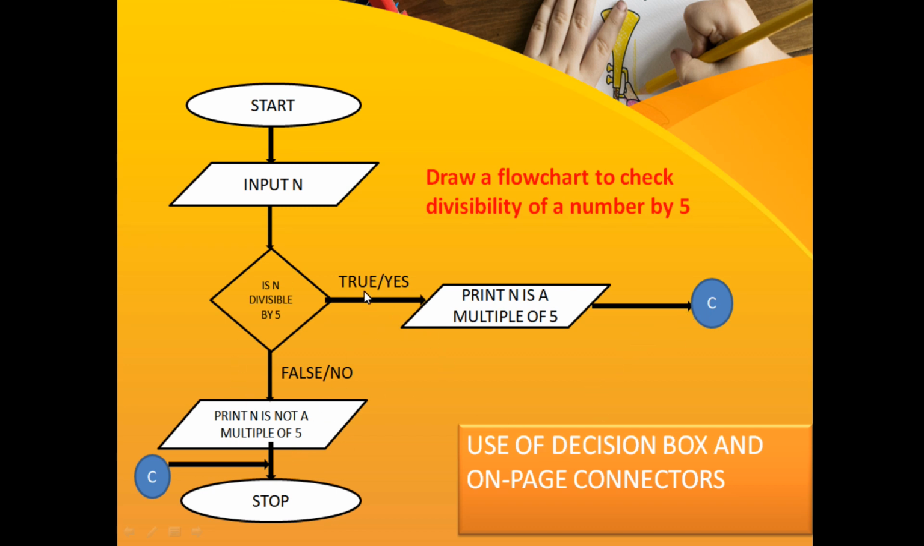If the condition is true, then you don't have to print that n is not a multiple of 5. After performing this job, you have to come to the stop. So this connector takes you directly to the stop. All right. Whereas if the condition is false, then you are following this route only. You don't have to go this side. You don't have to follow this connector. That is how a decision box is used with the connectors.